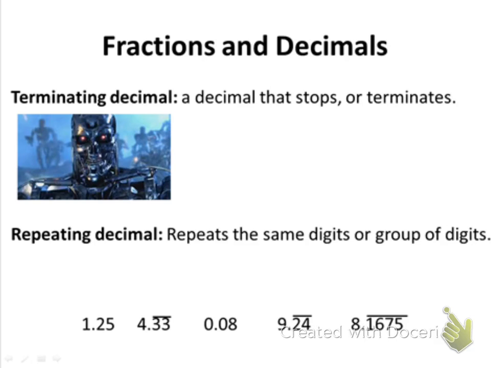Before we start, we have to talk about some key terms that you're going to need to know. The first one is a terminating decimal. It is a decimal that stops or terminates. It reminds me of the Terminator, a decimal that would stop or terminate.